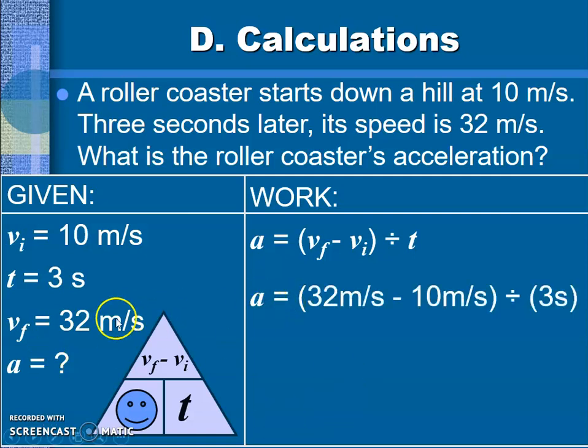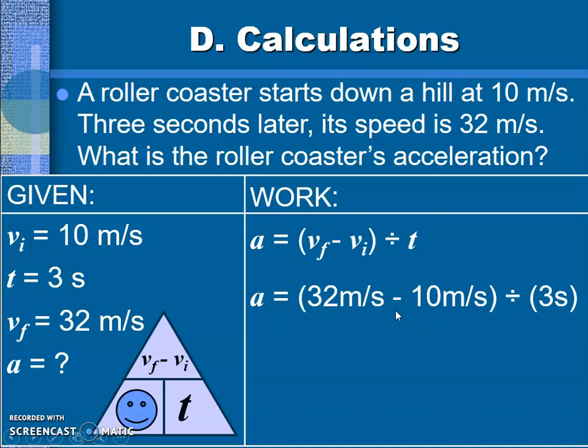Okay, so our final velocity is 32. Our starting or initial velocity is 10 meters per second. And our time is 3. So we just plug that in. Okay, now remember, be careful. If you are just plugging this into your calculator, you have to tell your calculator how to do it properly.